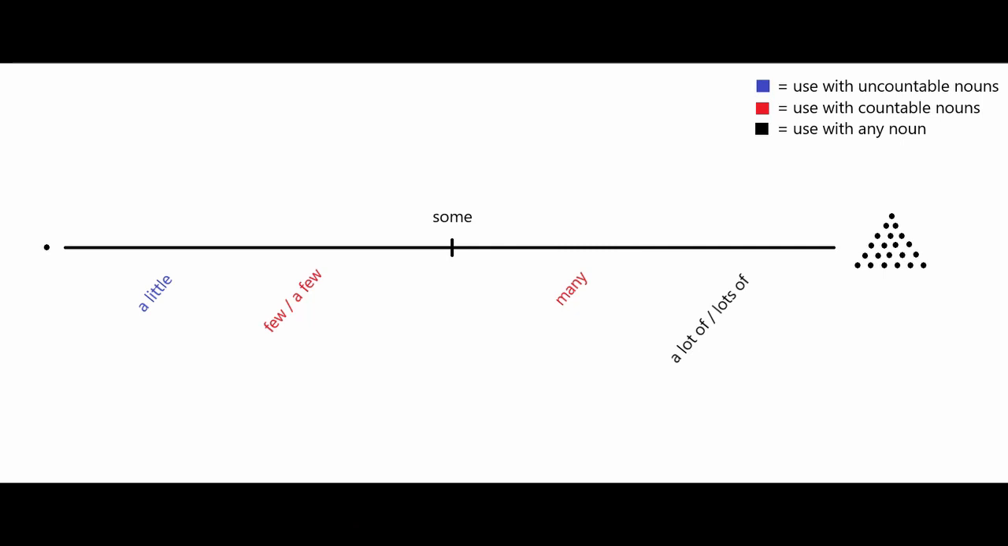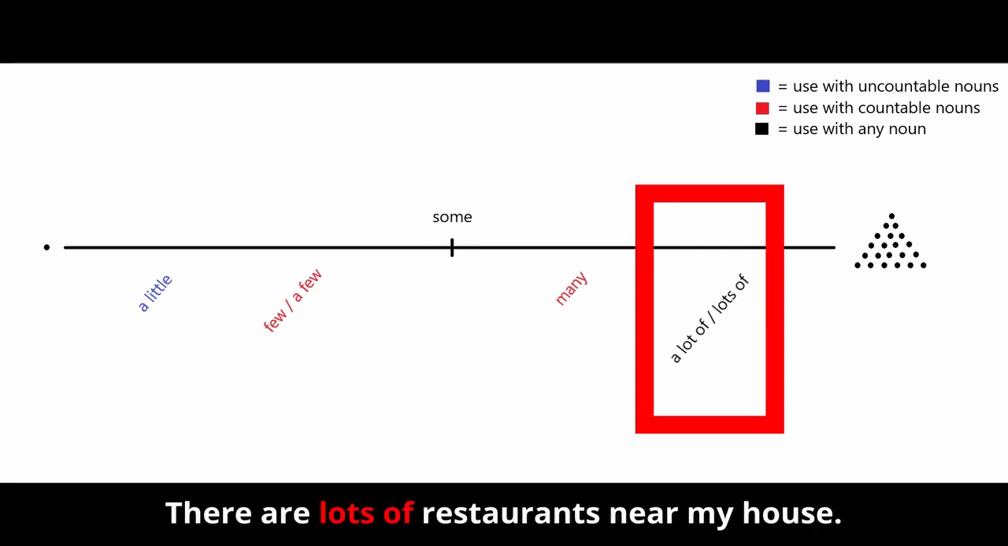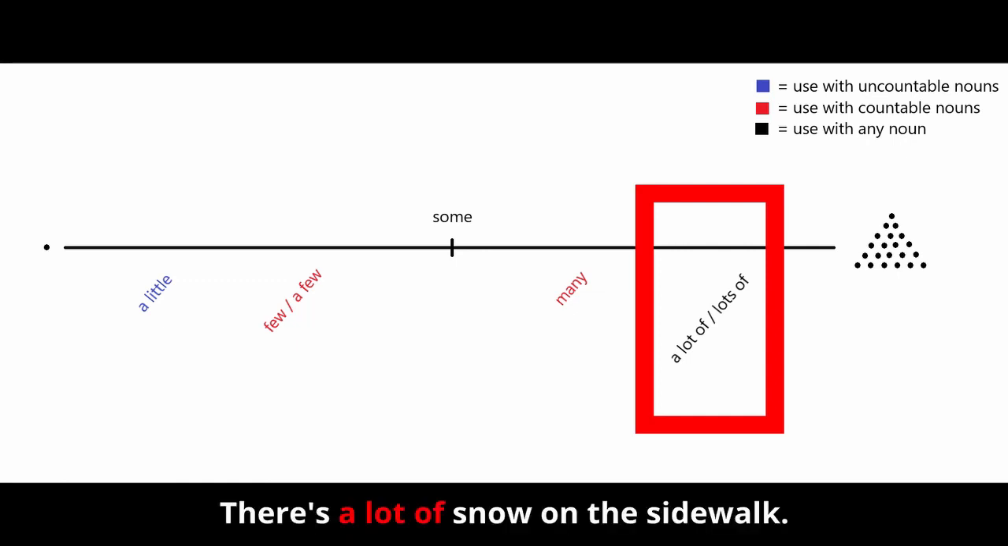The final quantity adjective we'll talk about today is a lot of or lots of. These terms can be used with any type of noun and in many different ways. Let's consider 3 examples. She has a lot of shoes. There are lots of restaurants near my house. There's a lot of snow on the sidewalk.